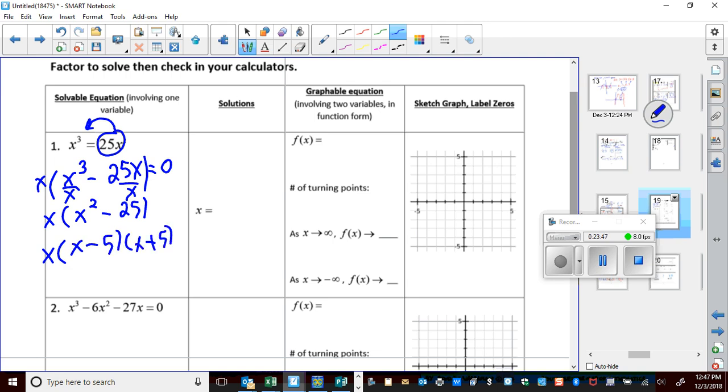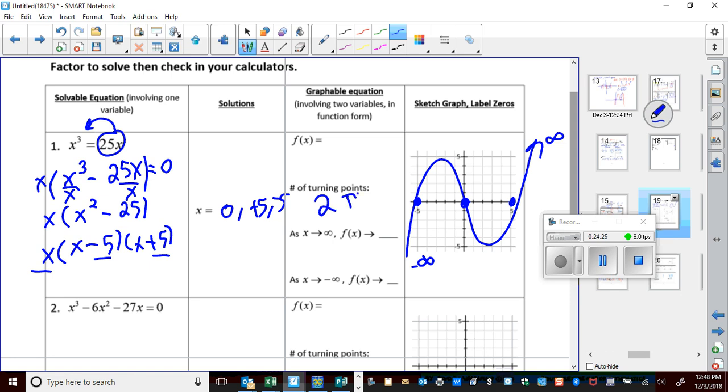This is a factor form. That means I have a 0 at 0, I have a 0 at positive 5, and I have a 0 at negative 5. Remember, we use the opposites. So to come over to my graph, here's a 0 at 0, here's a 0 at negative 5, and here is a 0 here. Now you want to make sure you're doing this in the right direction, so you might want to go look at the graph, but I'm not going to. But my graph essentially looks like this. Okay? So on one side I have going from negative infinity, the other I'm going to positive infinity. This is an odd graph with 2 turning points.